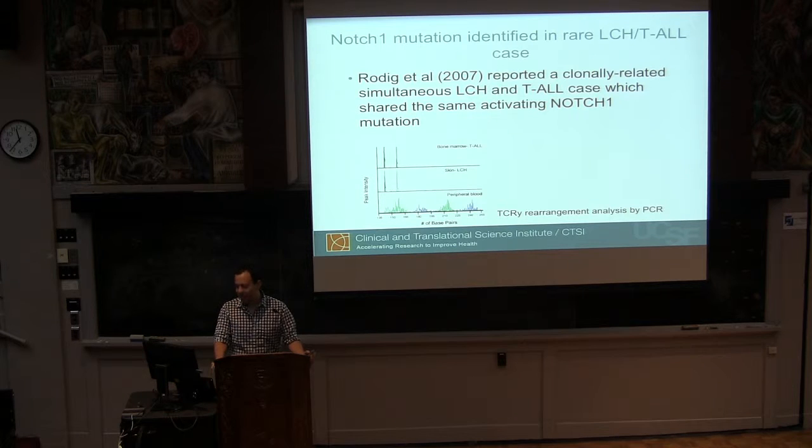So I kind of switched gears a little bit, and this is where my aim is coming from. Interestingly enough, there have been some rare cases of both an LCH and a T-ALL cancer in the same patient simultaneously. The most recent one was in 2007. They found that both the LCH and the T-ALL were clonally related, meaning they seem to think that they came from the same developmental tree. And they found that they share the same activating Notch1 mutation, which is a mutation that we commonly see in T-ALL, and I'll explain a little more about it.